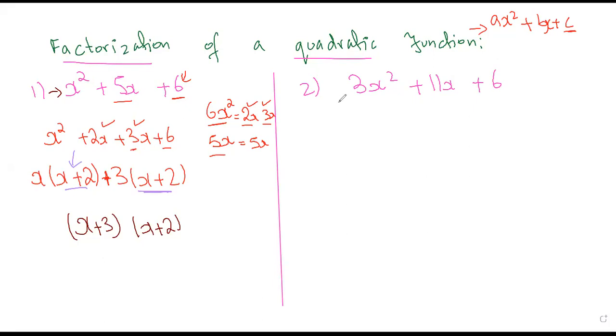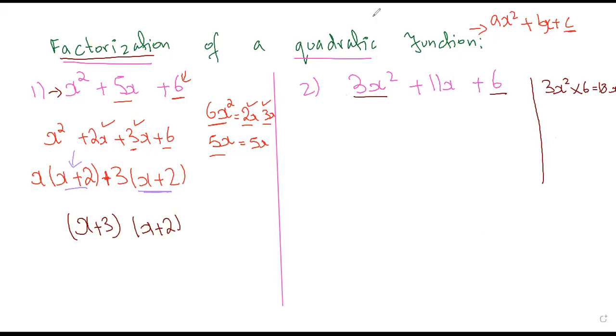Right, now we have another quadratic expression, 3x squared plus 11x plus 6. Again, we have to factorize it. Okay, and how do we factorize it? We need to think of two numbers such that when we multiply them, we get 18x squared. Why 18x squared? Because I have to multiply this and this. 3x squared into 6 is 18x squared.